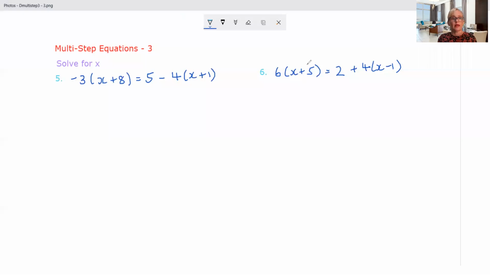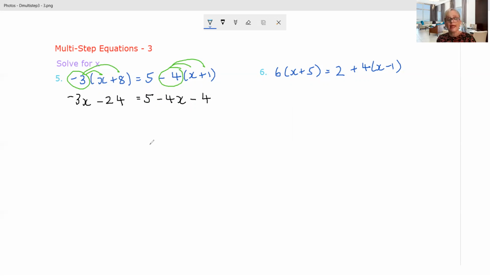Again, we're going to expand and we're just going to be really careful here because we've got a negative 3 outside of that bracket. And we've got a negative 4 outside of that bracket. Be careful. Right, negative 3 times x is negative 3x. Negative 3 times positive 8 is negative 24. So our left-hand side expands to give us that. Our right-hand side, well, 5 is just 5. Negative 4 times x is negative 4x. Negative 4 times positive 1 is negative 4.